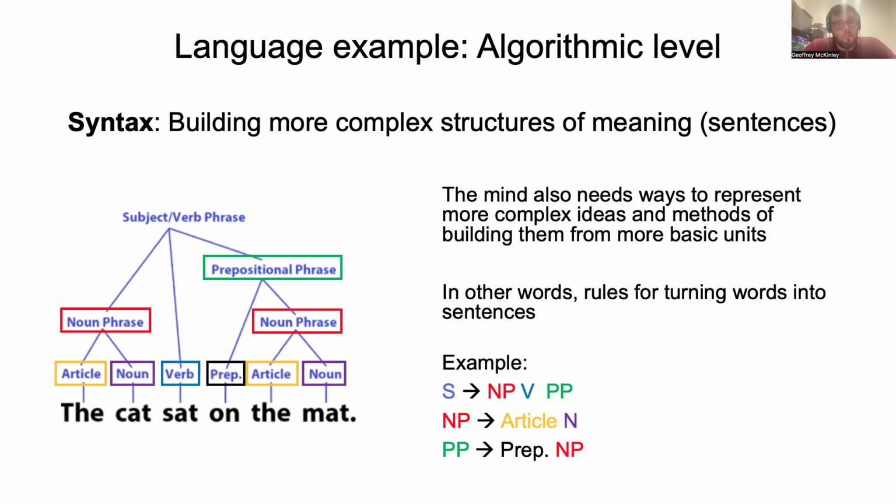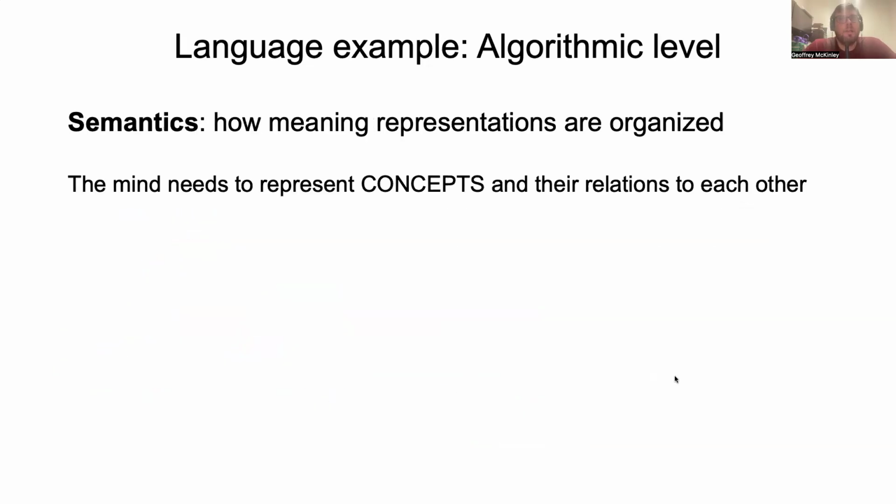And we also need to represent the fact that the cat is a noun phrase and not a verb phrase, right? So we need to not just represent the rules for combining words, but we need to know what grammatical category a given word should be categorized as, right? Okay. Now, of course, as I said, we need a system of semantics, right?